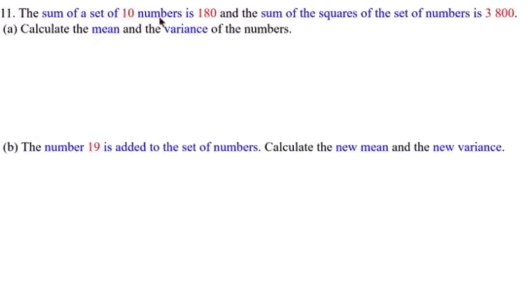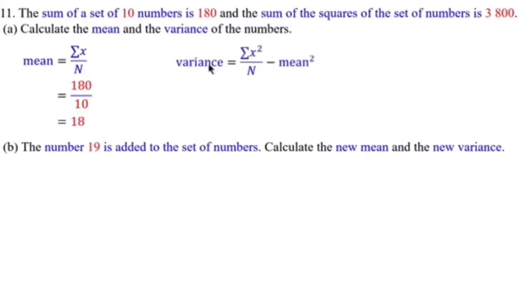The sum of a set of 10 numbers is 180, and the sum of squares of the set of numbers is 3800. We are asked to calculate the mean. You just take the sum of the data, 180, divided by the number of data. This is very simple. So the mean is 18. For variance, also use a formula. You just substitute the sum of data squared: 3800 divided by 10 minus 18 squared. So the variance is equivalent to 56.